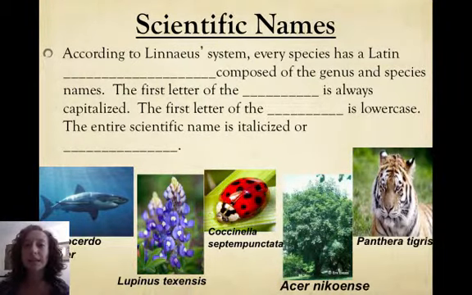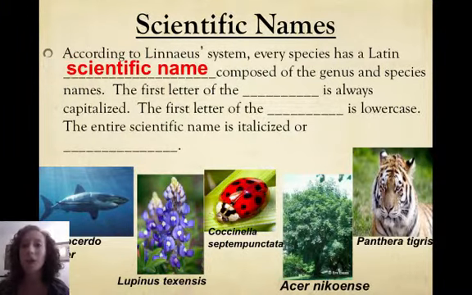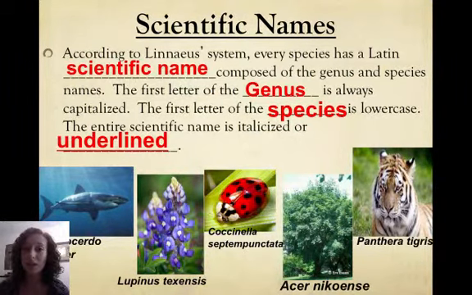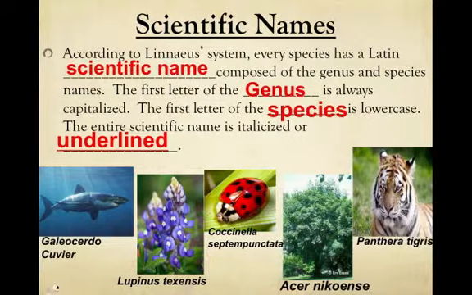So according to Linnaeus' system, every species has a Latin scientific name composed of the genus and species names. The first letter of the genus is always capitalized, but the first letter of the species is lowercase. That will never change. The entire scientific name is italicized or underlined. So as you can see in these, the first word, which is the genus, is capitalized, and the second word, the species, is lowercase. See? And these are italicized, so that's why they're not underlined.